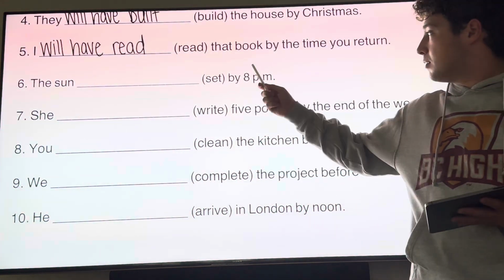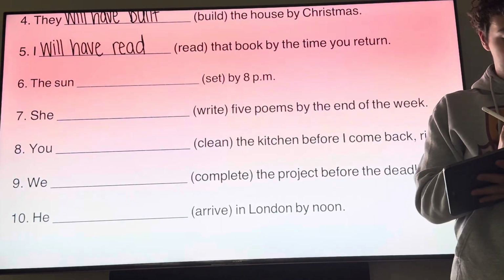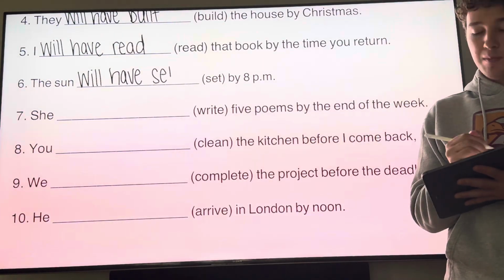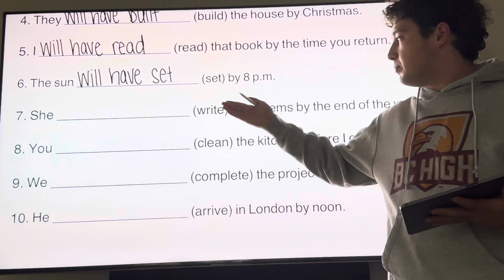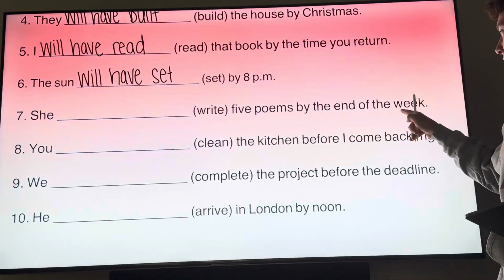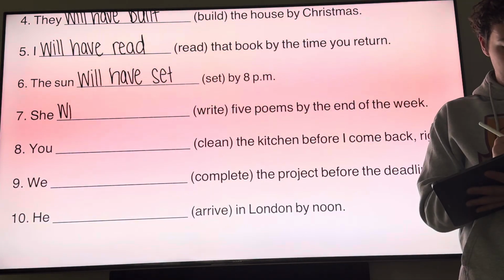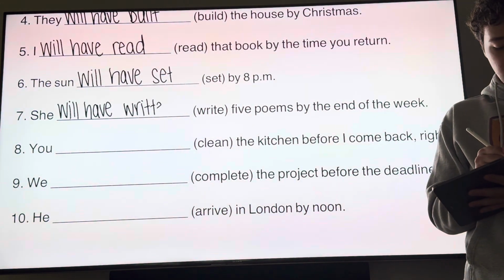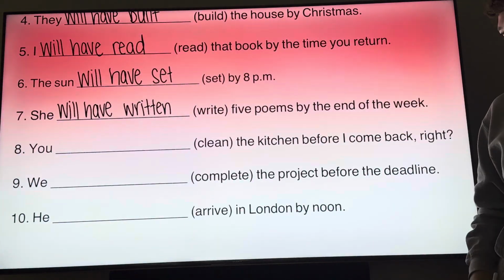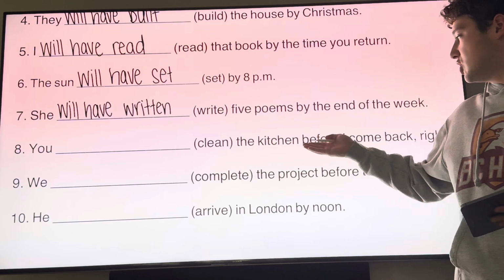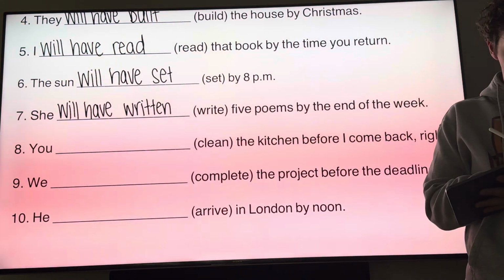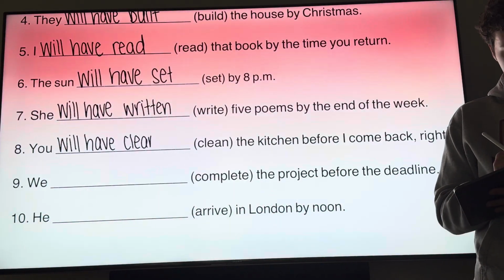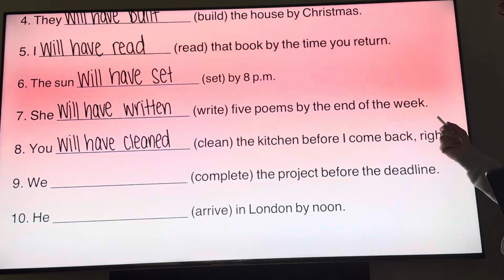6, the sun blank set by 8 p.m. The sun will have set by 8 p.m. 7, she blank write 5 poems by the end of the week. She will have written 5 poems by the end of the week. 8, you blank clean the kitchen before I come back, right? You will have cleaned the kitchen before I come back, right?